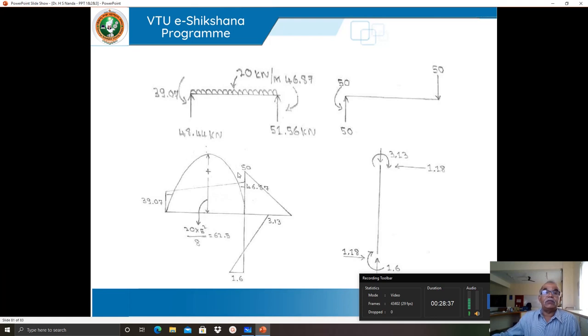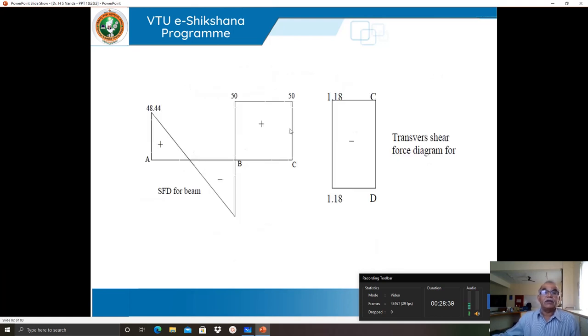Now that is shown here in this slide. It is bending moment diagram and the shear force diagram for the member, horizontal member AB and BC is the overhanging. This is for the vertical member. It is also called transverse shear force diagram. Now that is about some frames without sway or non-sway frames.